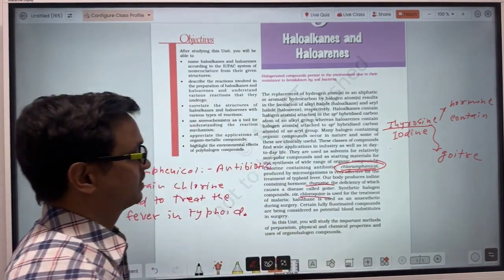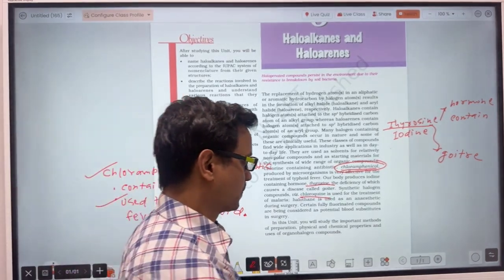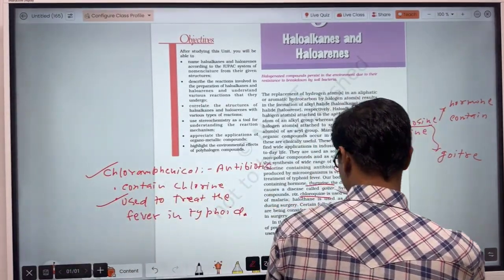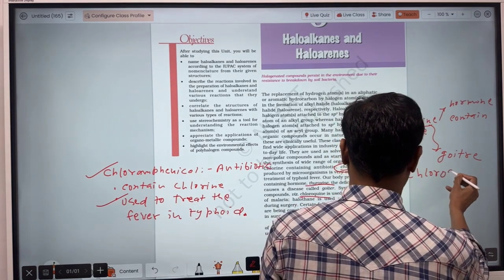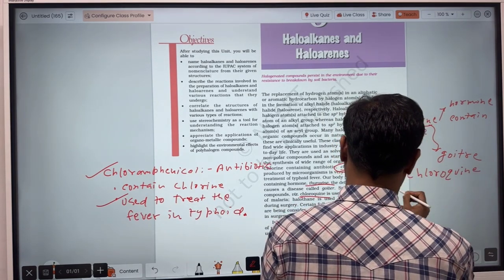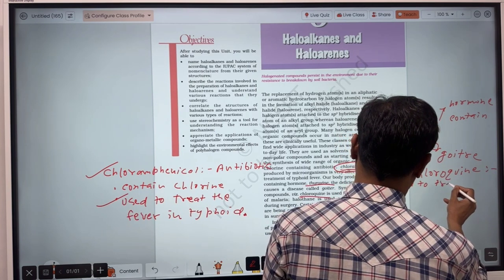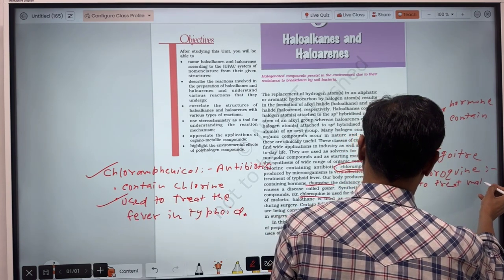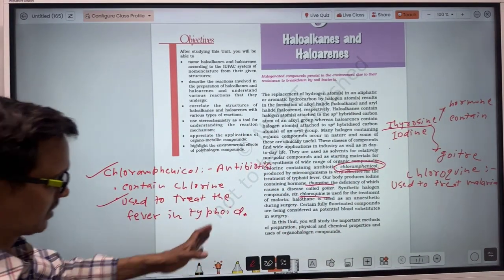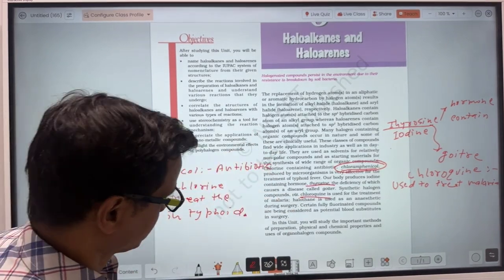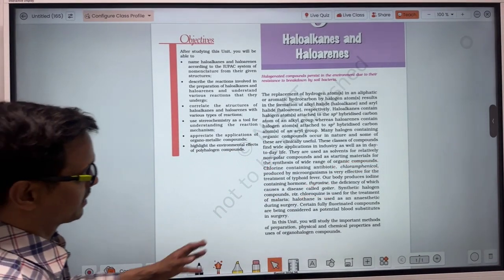Now chloroquine has been asked a number of times. It is used to treat malaria. Chloroquine is used to treat malaria. These are the MCQ questions asked in various competitive examinations.